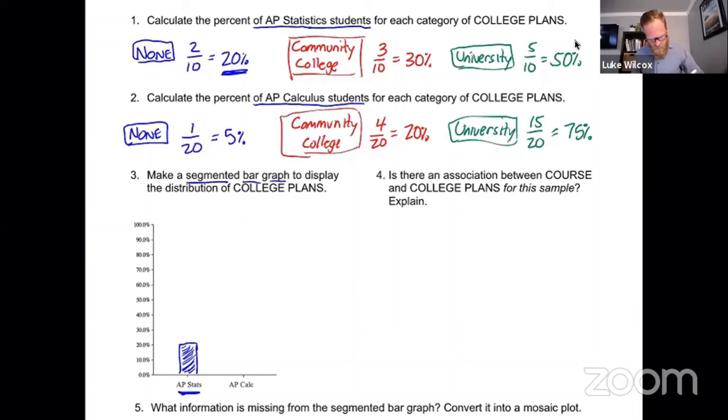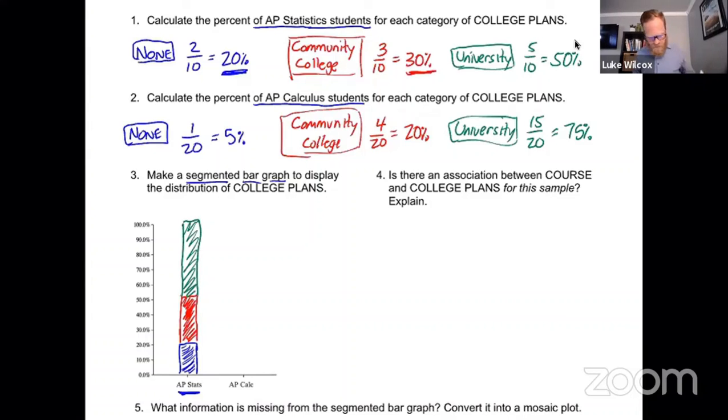And then for community college, we have 30%. So I need to stack 30% on top of 20%, which should take me up to 50%. Those are the students that are planning to go to community college. And that last 50% is going to take me all the way to the top here. 100% is going to be those planning to go to the university.